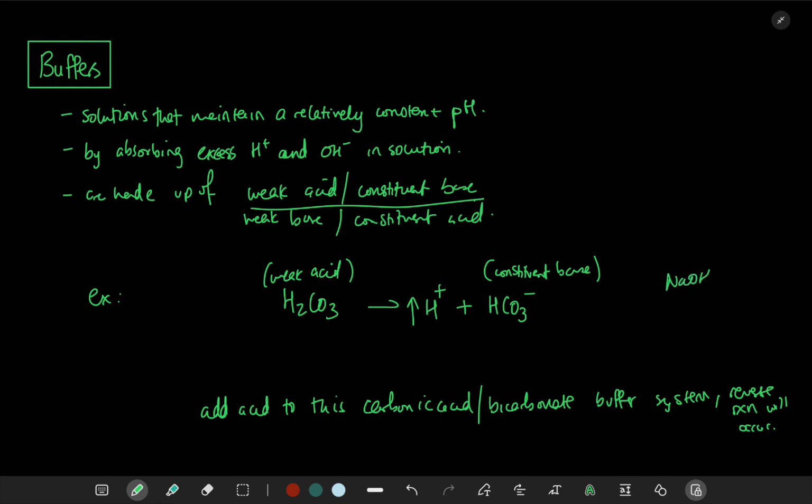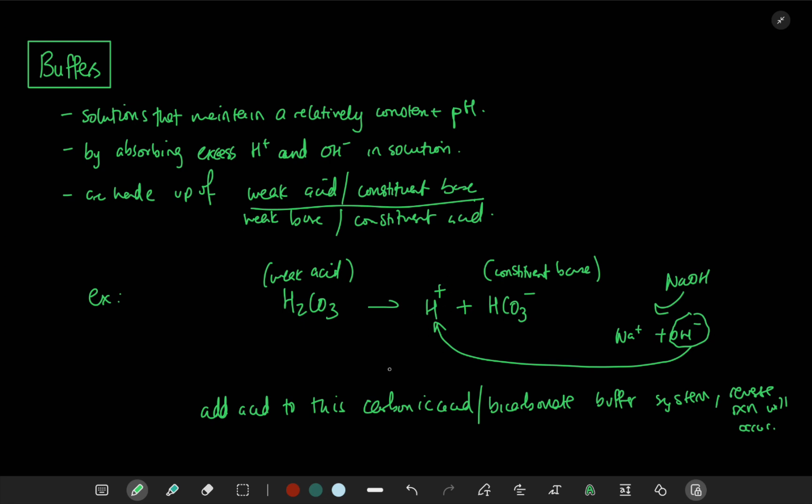It's a strong base, so say we add sodium hydroxide to the solution. Again, strong bases will dissociate completely. You'll have sodium ions and hydroxide ions floating in solution. And now, these free hydroxide ions, what are they going to do? They're going to go ahead and grab hold of these hydrogen ions in solution and deplete these hydrogen ions in solution, right?